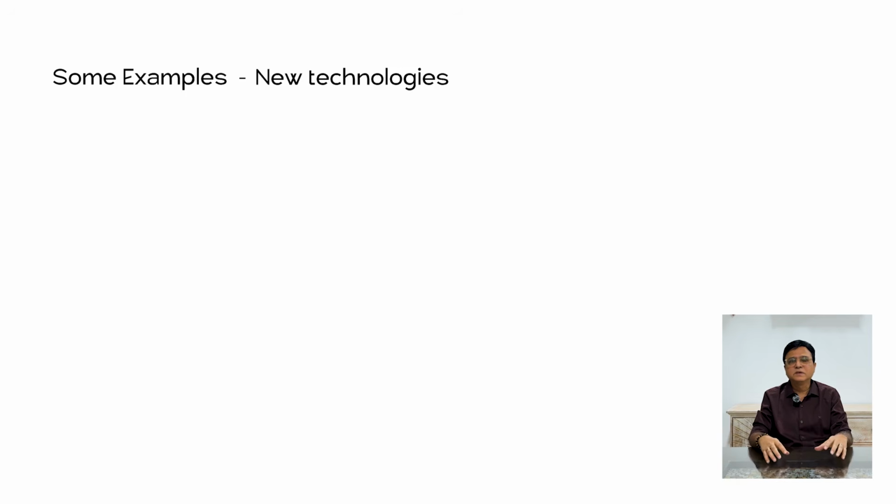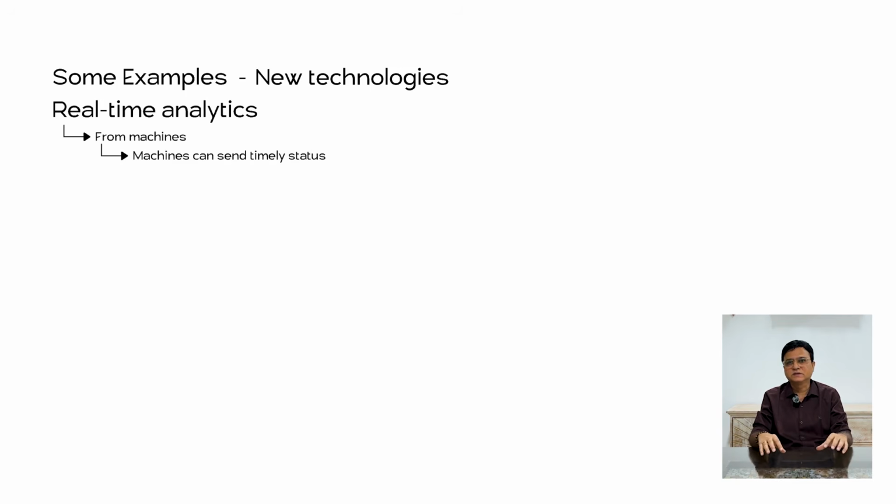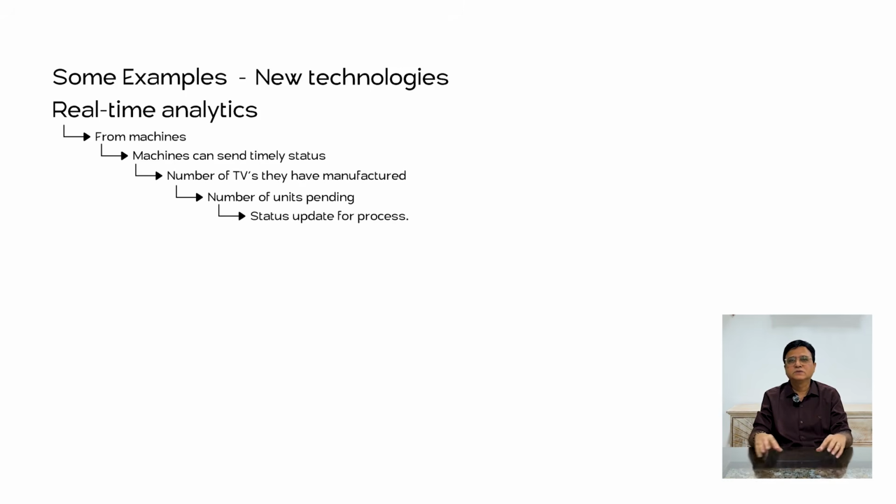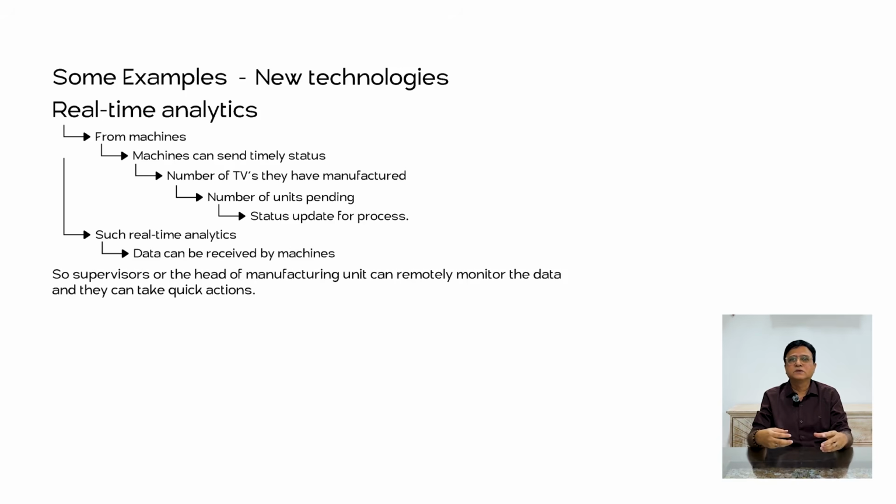And the next example is real-time analytics from the machines. Time to time, machines can send their status, like how many TVs they have manufactured today, how many are pending, what the status is. This kind of real-time data can be sent from machines, so that the supervisors or the head of manufacturing units can remotely sit and watch, and they can take quick actions.